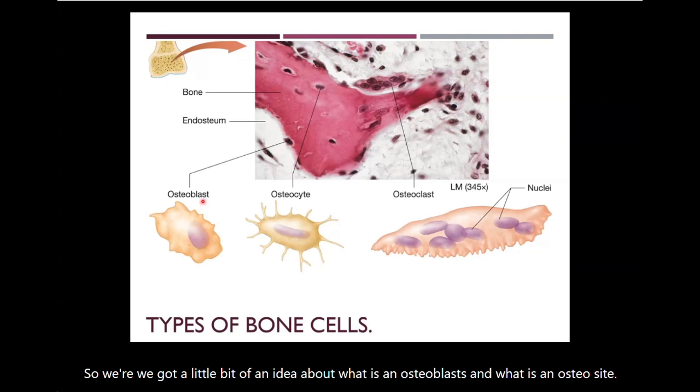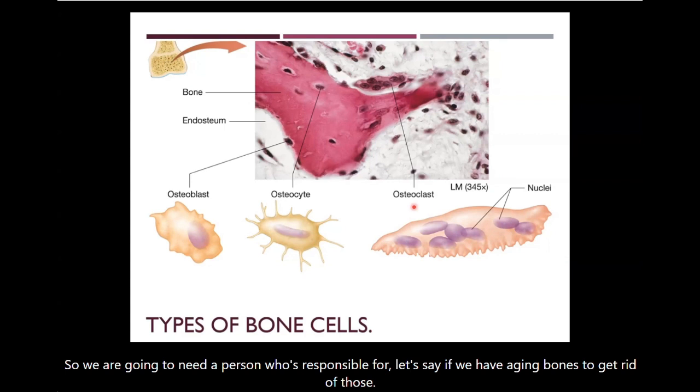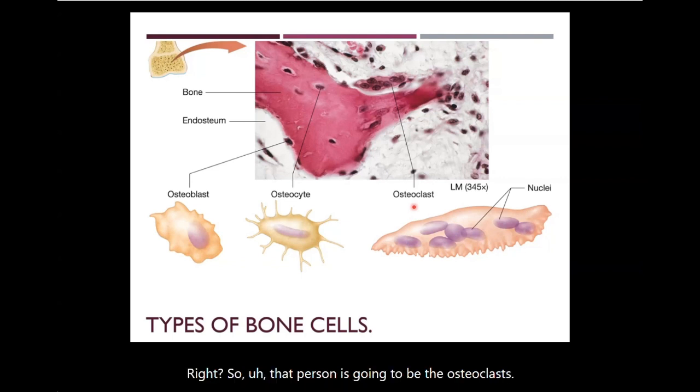So we got a little bit of an idea about what is an osteoblast and what is an osteocyte, right? Now let's talk about this one here, which is called an osteoclast. Okay, so osteoclast, everyone, is a person who's responsible for, let's say, if we have aging bones, to get rid of those, right? So basically, to break down and assimilate old bones so that it gives space and a chance for new bones to be formed and to grow, right? So that person is going to be the osteoclast.